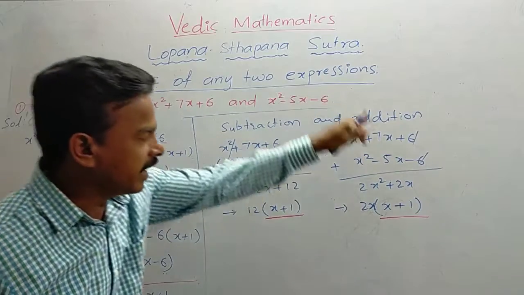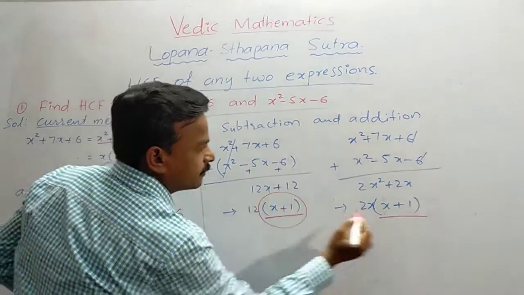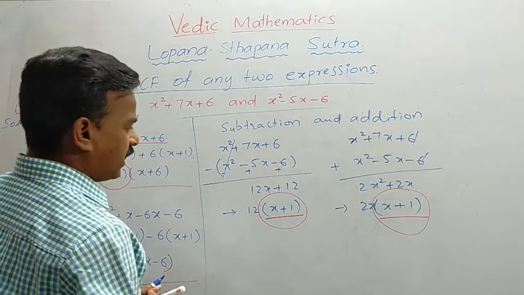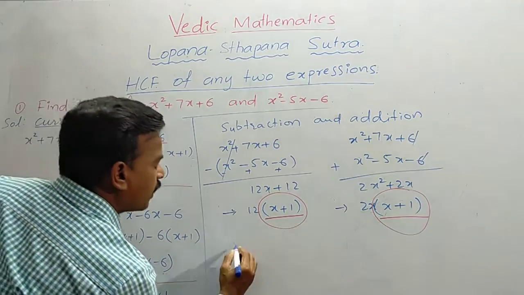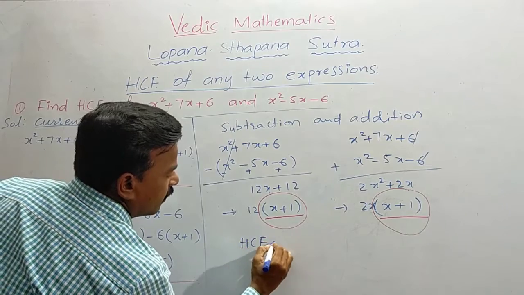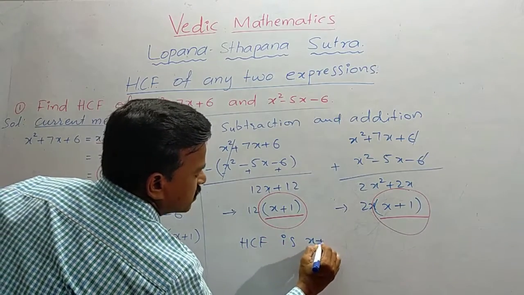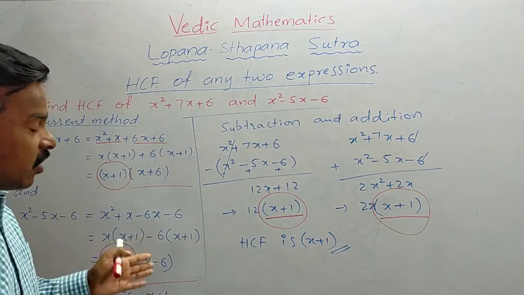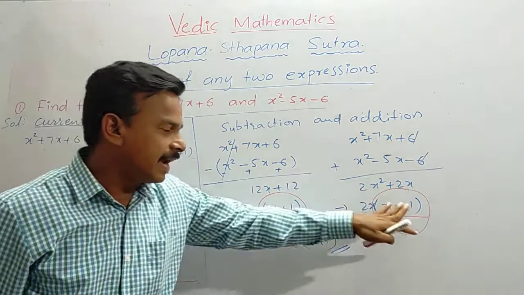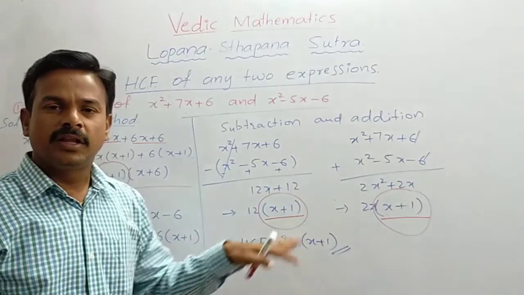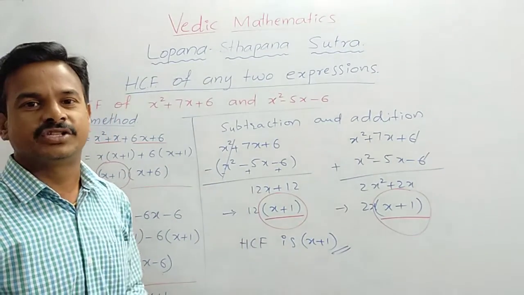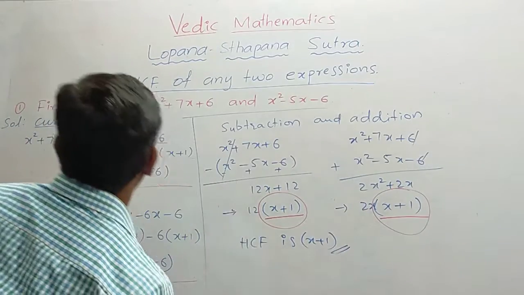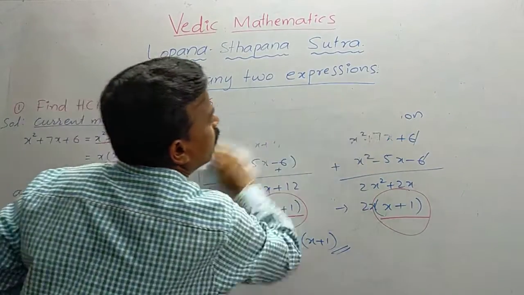Once you see here and here, in subtraction and in addition, the same factor is kept. That's why we can write directly that HCF is x plus 1. That's it, this is the answer. If we are not getting any common factor in these two, then we can say 1 is the HCF. That's it. Let us take one more example.